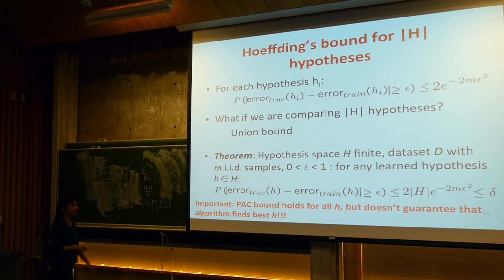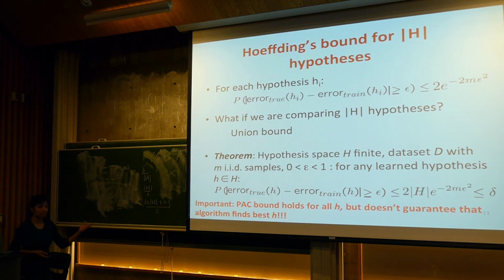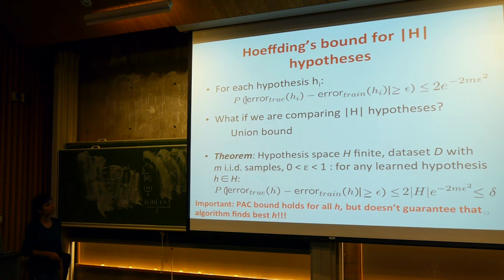Once again, a reminder that a bound like this still does not guarantee that you will pick the hypothesis with the best performance. It just says that if you chose a hypothesis with a certain training error, it tells you how far the true error can be.